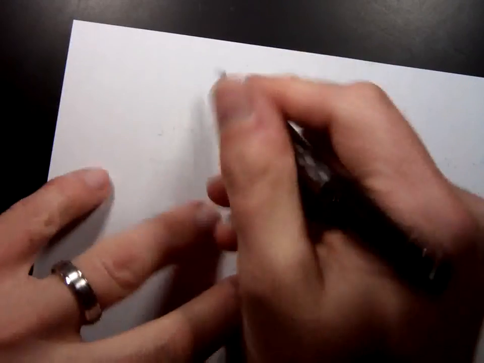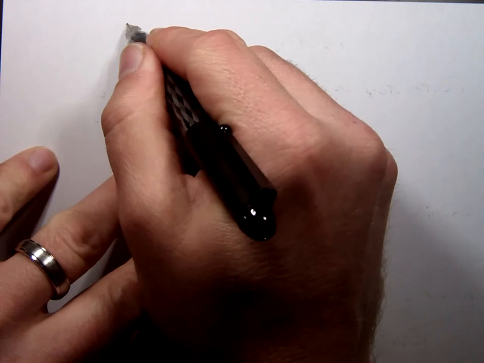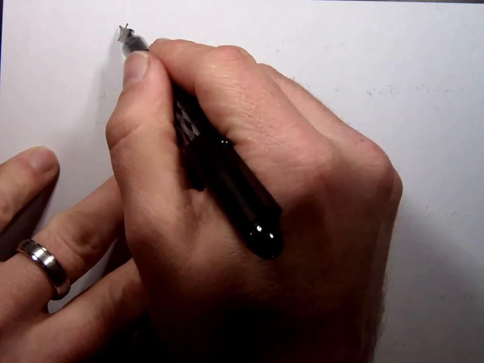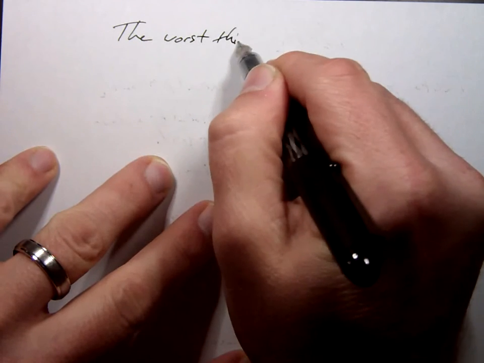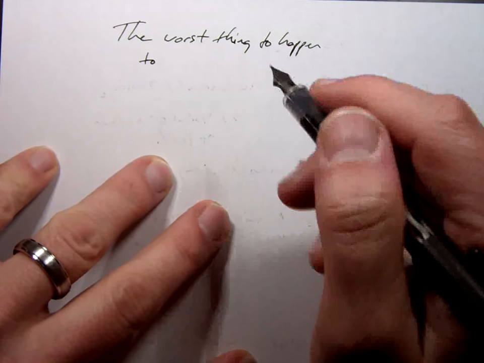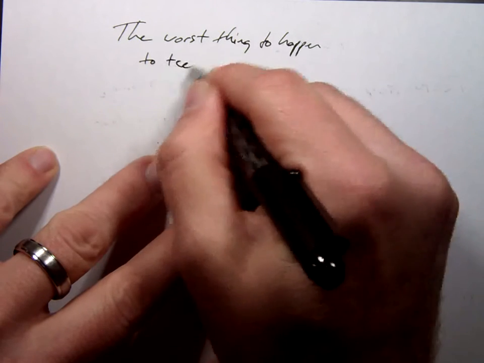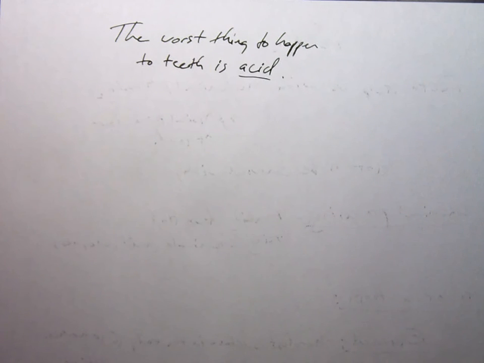Let me tell you what's bad for teeth. What is bad for teeth? If it's got acid, then you bet. I would go so far as to say the worst thing to happen to teeth, well, probably is a baseball bat, but like acid is. Acid. Sorry, I just conjured up an image in your mind. You're like, oh gosh, that was dark.